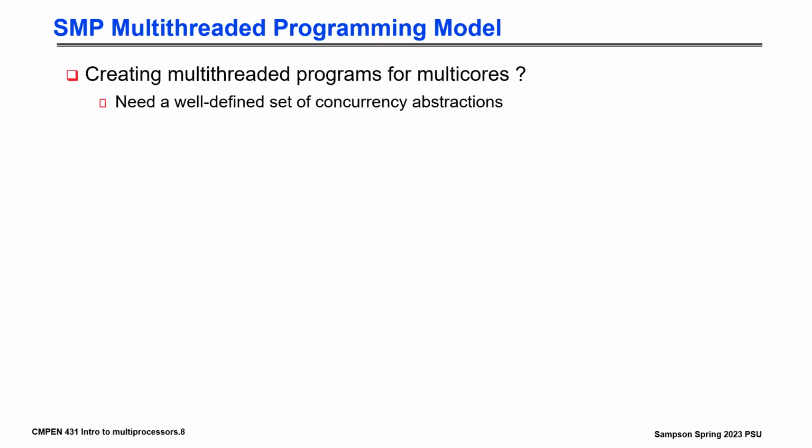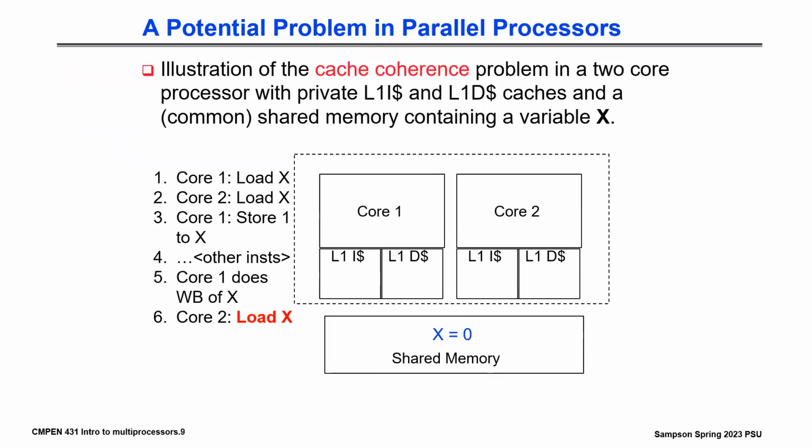So we do need a well-defined set of concurrency abstractions. I'm actually going to come back to this. Let me do coherence first and then come back. Okay.